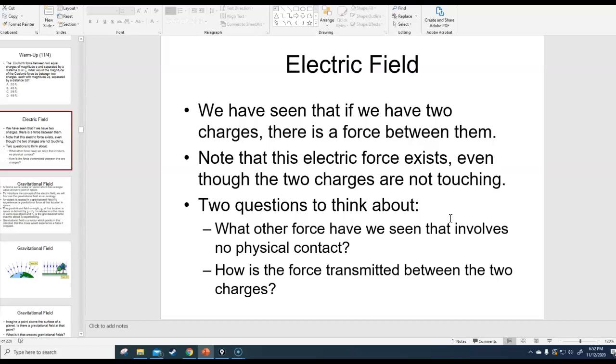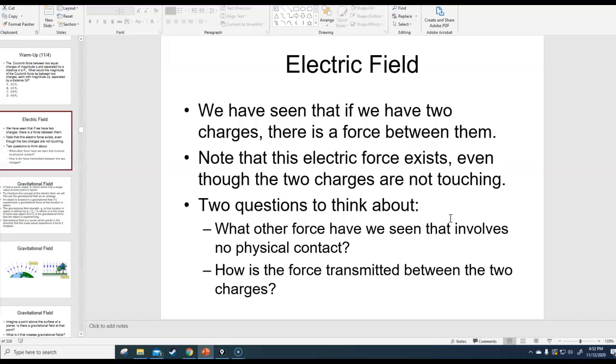And so I asked two questions here. Number one, what other force have we seen that involves no physical contact? And two, how is that force, or how are these forces, transmitted between the objects, in this case the two charges? How is the electrical force transmitted? What is the mechanism for that?